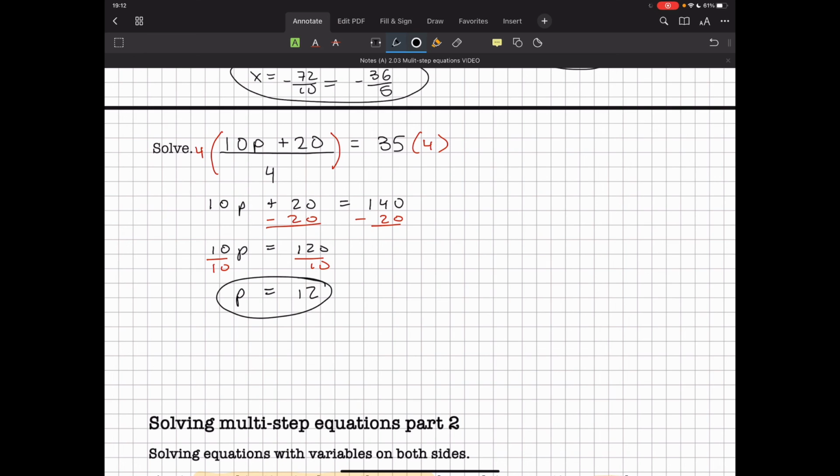So that's the way that I started off this problem. I can think of another way we could have started this equation off to solve it.